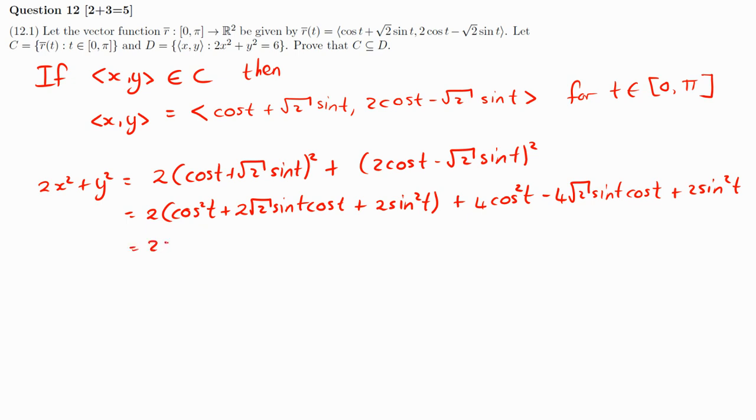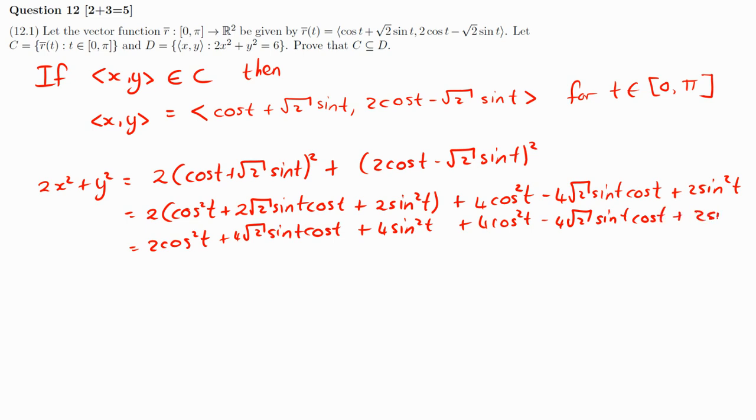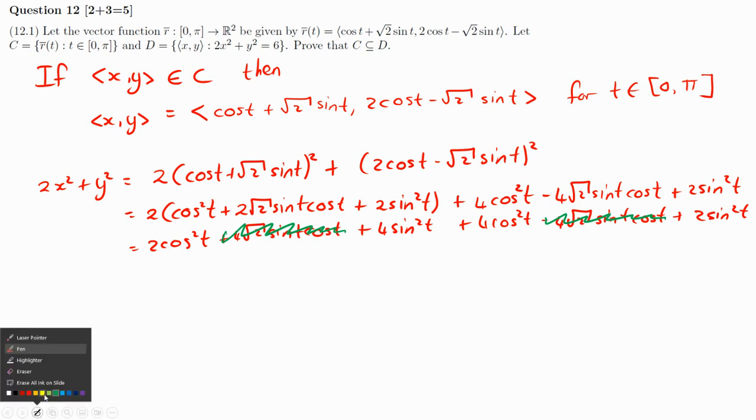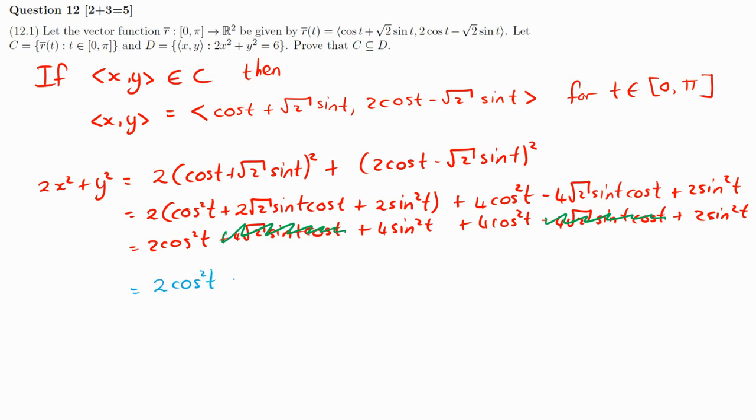Perfect. So now let's multiply the 2. Then we'll get the following. Okay, 2 cos squared t plus 4 sine squared t. And then plus the rest that we didn't change in this part. So now we can see that this plus and this minus will cancel each other out. And now let's group the rest that fits together. So there's 2 cos squared t plus this 2 sine squared t adds with this 4 sine squared t plus 4 cos squared t. Perfect.